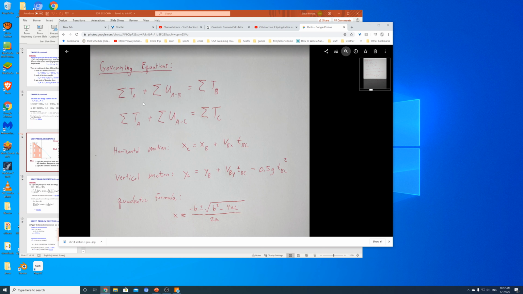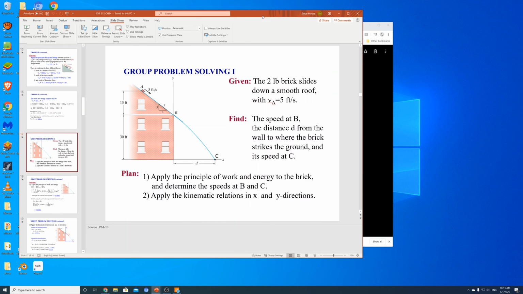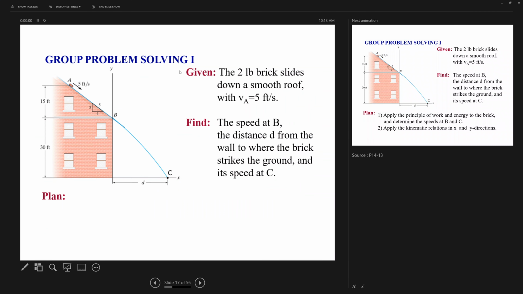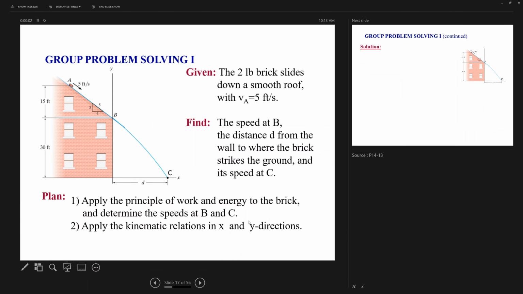So the first part of the problem would be to use the work energy equations to find our velocities, use our vertical motion equation, come up with a time, and plug it back into here for our horizontal motion, and we can actually solve the problem. Okay? All right, so let's go through this kind of briefly. And this is really just the basic approach, right?